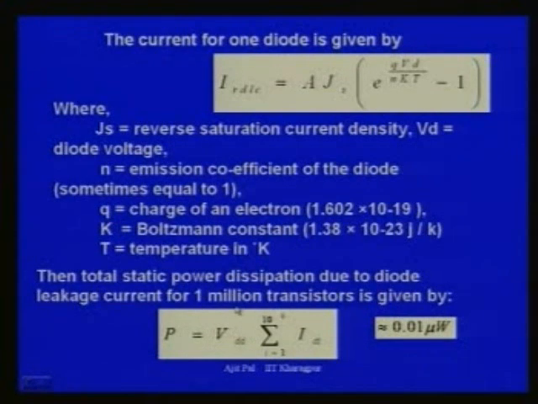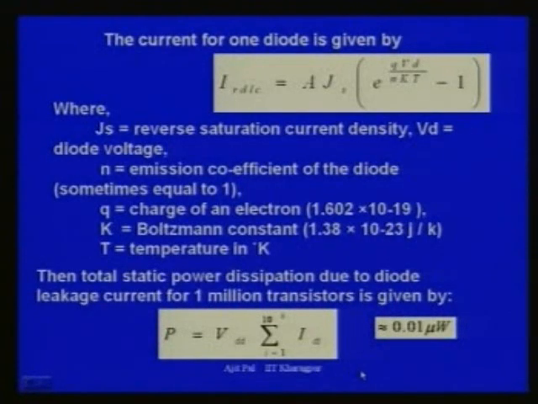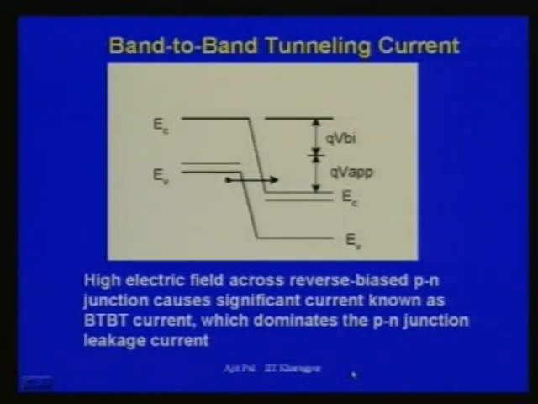So if you have 1 million transistors, then this current is roughly equal to 0.1 microwatt. When it is 1 billion, it becomes 1000 times that, and then you cannot really ignore it any longer. When the number of transistors is small, it can be ignored, but when the number of transistors within a chip is very large, then the current due to these reverse bias diodes will be quite large.